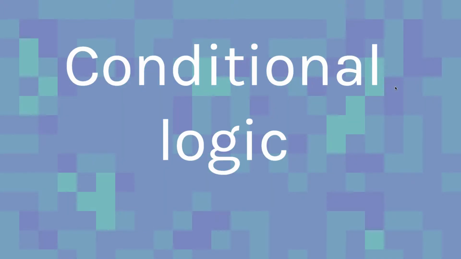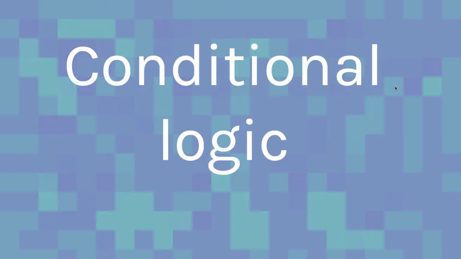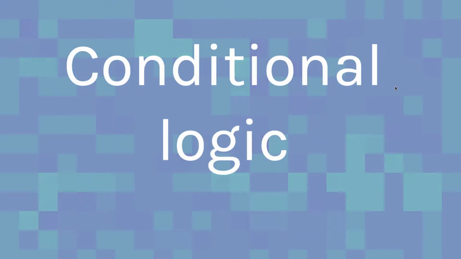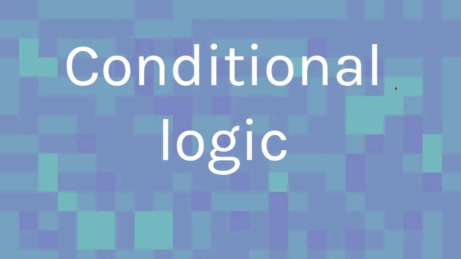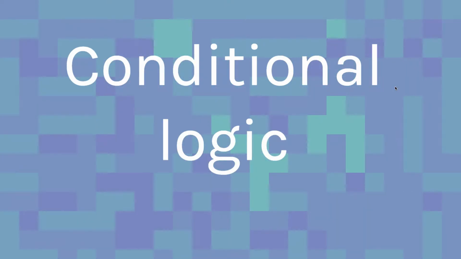Hey class. In this video, I'm going to be talking about conditional logic. Conditional logic probably sounds like a big term, but it's just a way in programming that we make decisions about what we want to do with our code. And so that allows us to do more interesting things with our code, to change our code over time, and to make more complex programs.